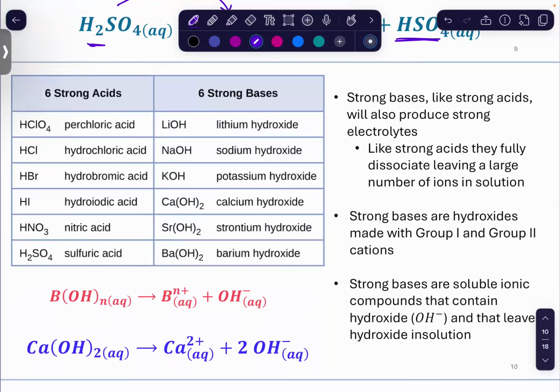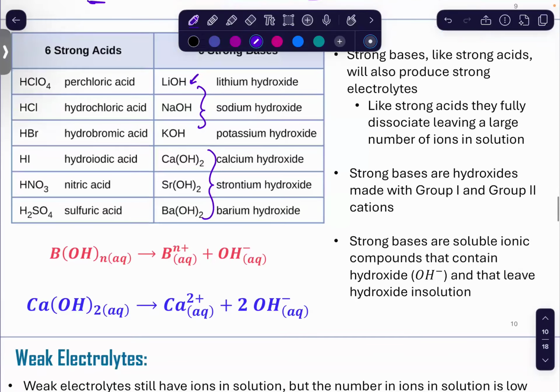So strong bases are another type of strong electrolyte. And your strong bases are going to typically be your group one and group two hydroxides. So your group one, group two cations, and then hydroxides. So here's a lithium hydroxide, that's group one. So these three here, group one, these three here, group two. So all of these hydroxides are strong bases. So your basic idea is you have your base and your hydroxide. Your hydroxide will dissociate.